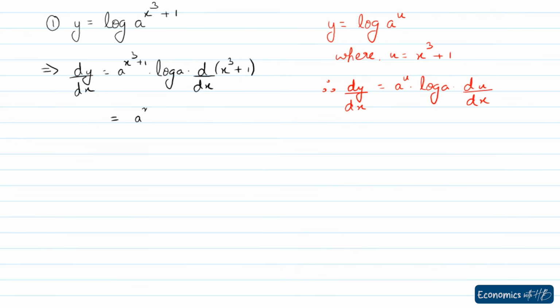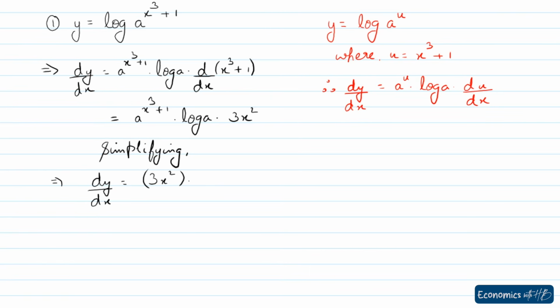It becomes a to the power x cube plus 1 into log a into 3x square. Simplifying, we get dy by dx is equal to 3x square into a to the power x cube plus 1 into log a. Right, this is the answer. Let's see the next one.